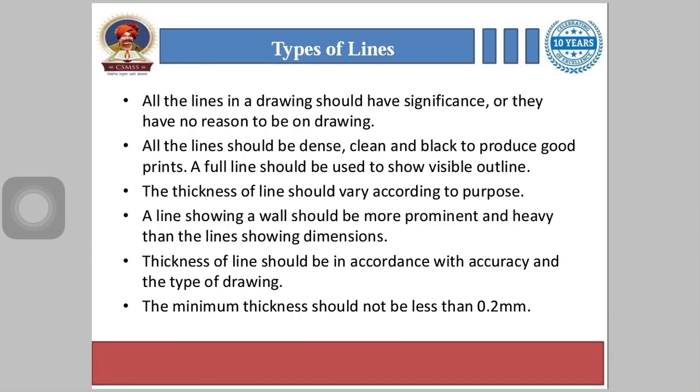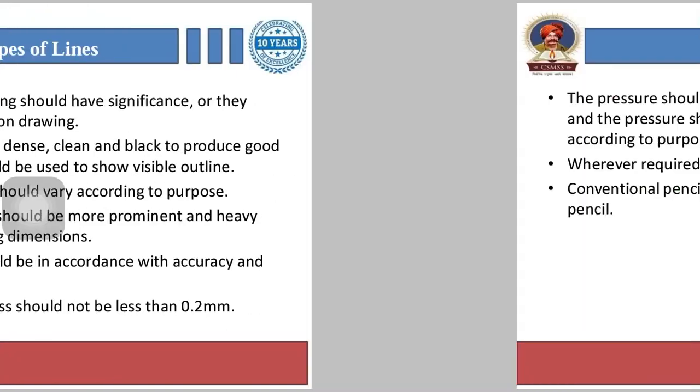A full line should be used to show the visible outline. The thickness of the line should vary according to the purpose. A line showing a wall should be more prominent and heavy than the line showing dimensions. Thickness of line should be in accordance with accuracy and the types of drawing. Here it is given that the minimum thickness of line should not be less than 0.2 mm.